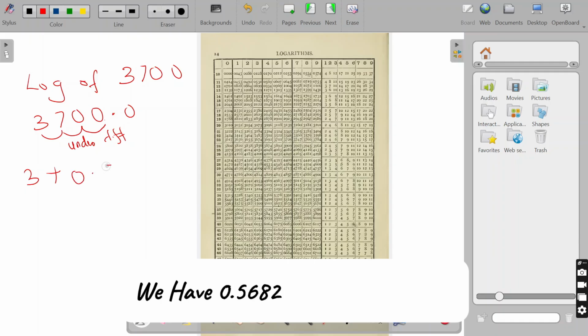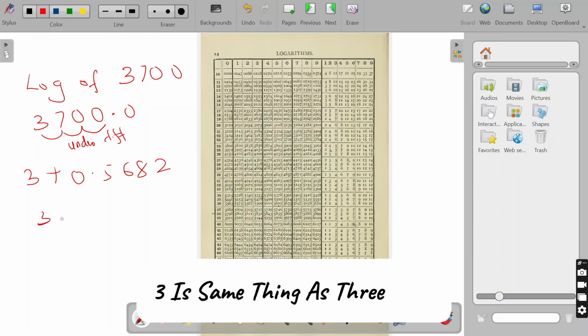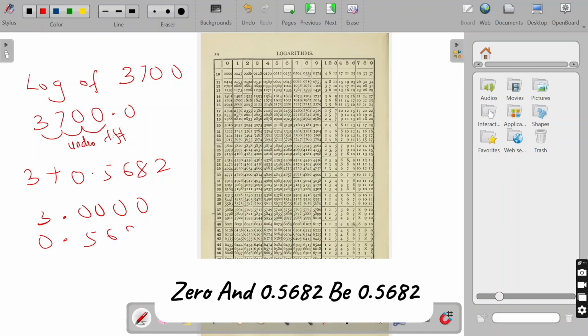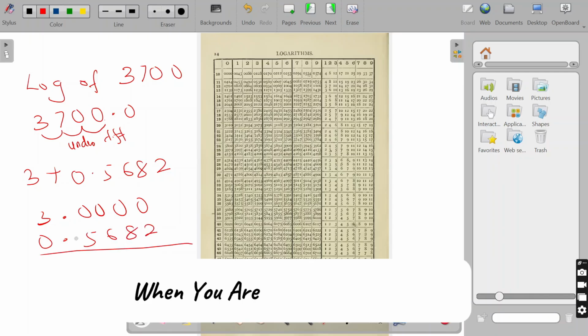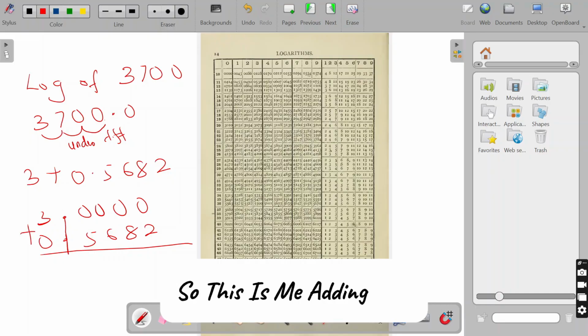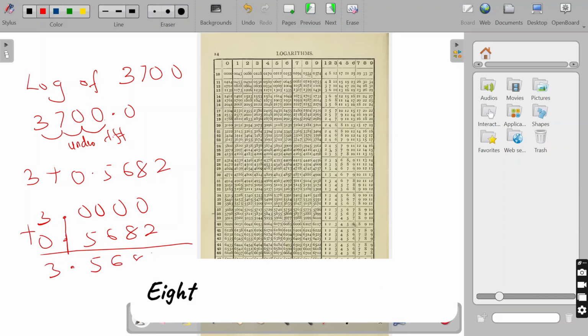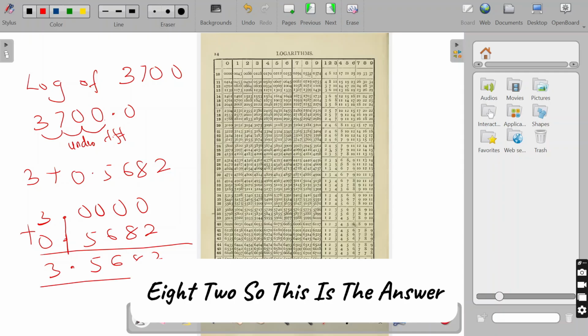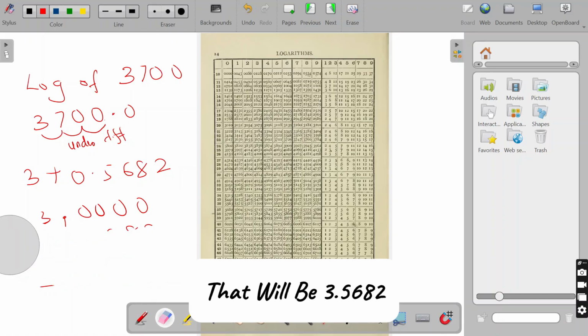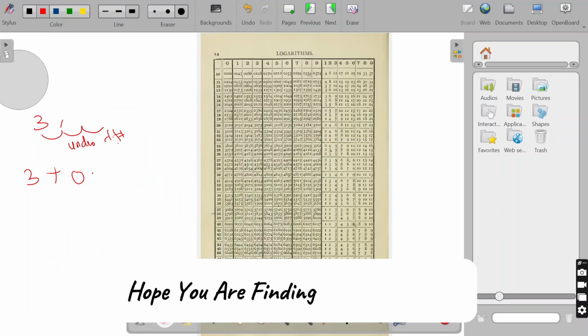In order not to be confused, 3 is the same thing as 3.0000, and we add 0.5682. When you are adding up, the decimal point must align. So this is me adding up. 3 plus 0 is 3, giving 3.5682. So this is the answer. This is the answer of log 3700. That will be 3.5682.